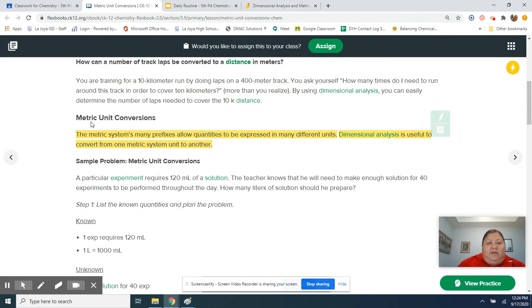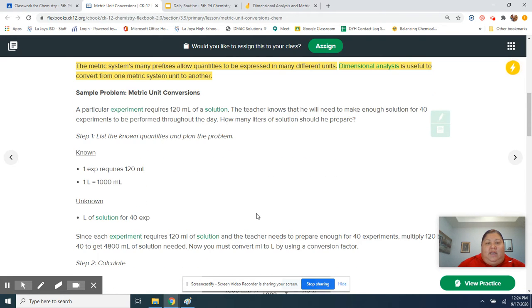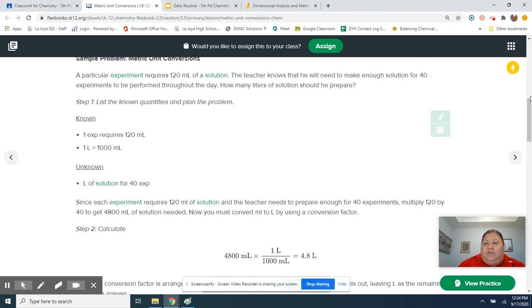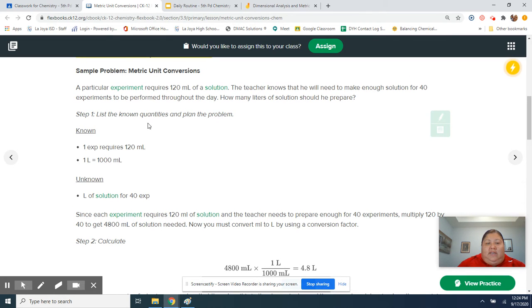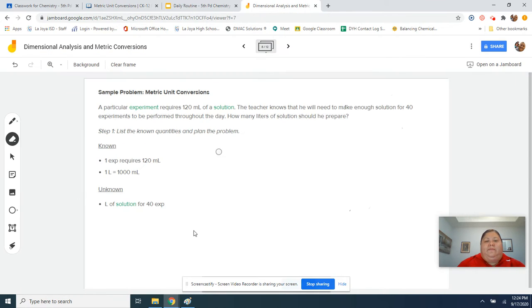So let's talk a little bit about metric conversions. The metric system's many prefixes allow quantities to be expressed in many different units. Dimensional analysis is useful to convert from one metric unit to another. Okay. And just like dimensional analysis, it's going to take a lot of practice for us to understand what we need to do. So I went ahead and I've already uploaded the sample problem into our Jamboard. Okay, so I'm just going to switch to Jamboard.